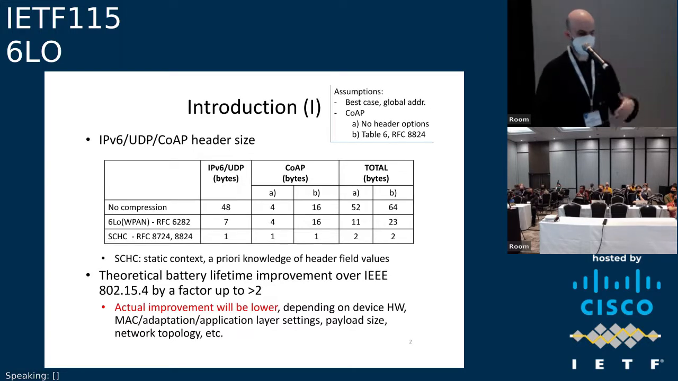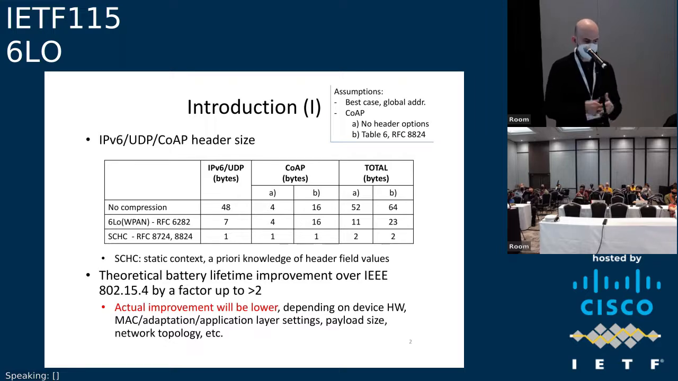So first of all, a reminder of the motivation for this draft. As this working group knows well, RFC 6282 has been the basis for header compression in 6LoWPAN and also in 6LoW. With this RFC, it's possible to compress a 48-byte IPv6 UDP header down to just 7 bytes in the best case with global addresses. However, there is a more recent specification called SHIC, which is the main product of the LP1 working group, which is able to compress even further the same header down to just, for example, 1 byte.